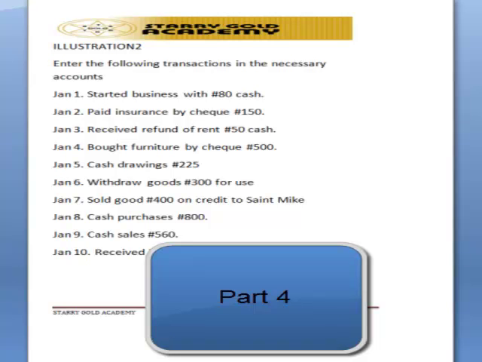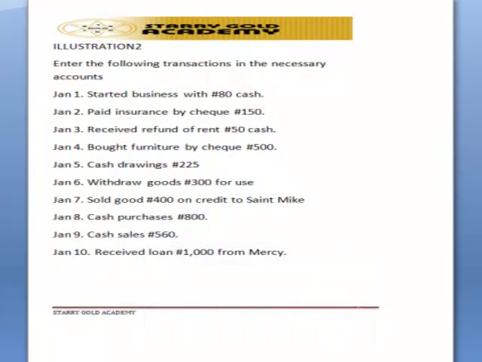Okay, let's quickly look at this illustration to explain the double entry principles and recording of such transactions. Enter the following transactions in the necessary account. We have started business with 8 naira cash, that is January 1st. January 2nd, paid insurance by check. January 3rd, receive refund of rent 15 naira.